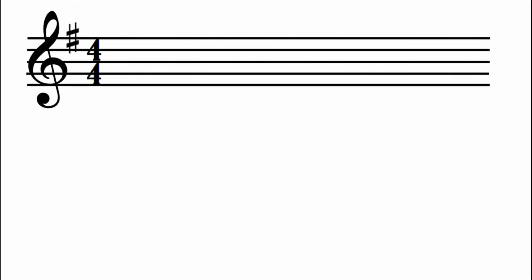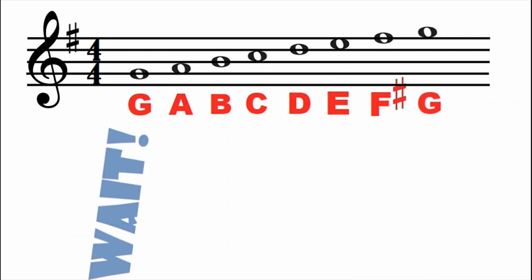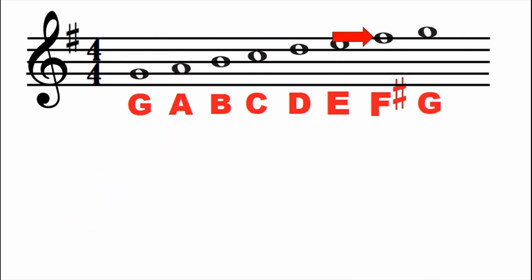So let's advance up the staff, from G to A, B, C, and now we're going to move higher than we did with the C scale, to D, E, F sharp, and then G. But wait, you say, there's no sharp sign by that F note.